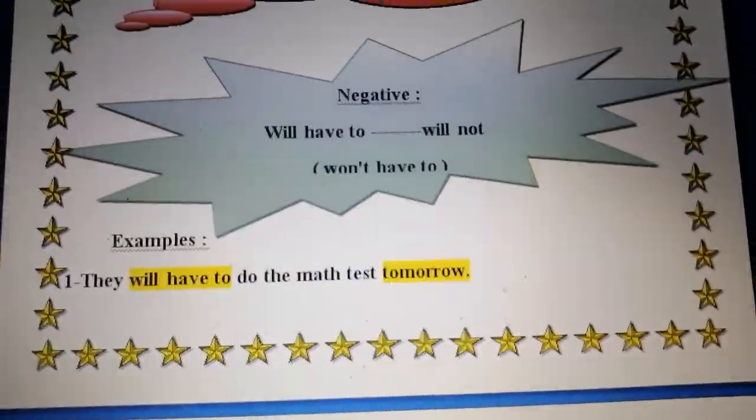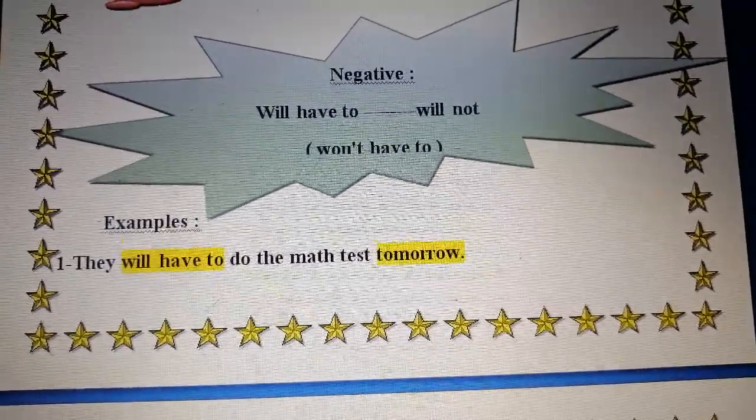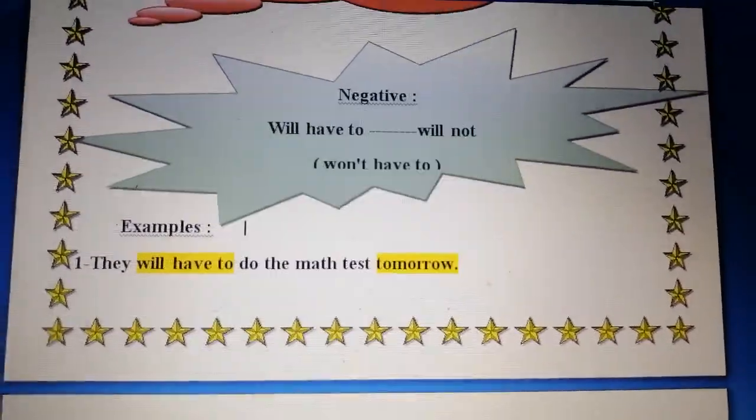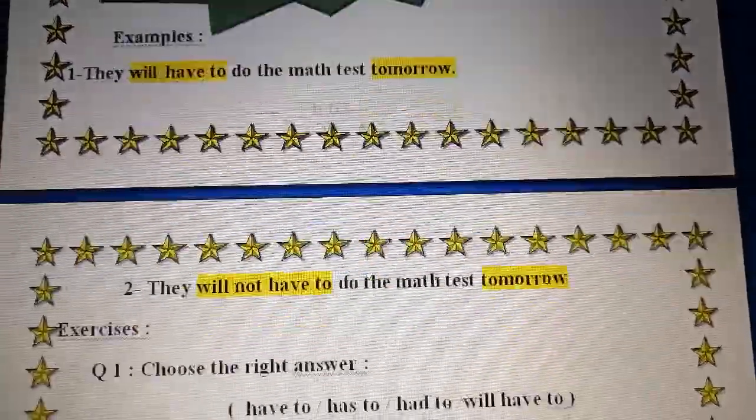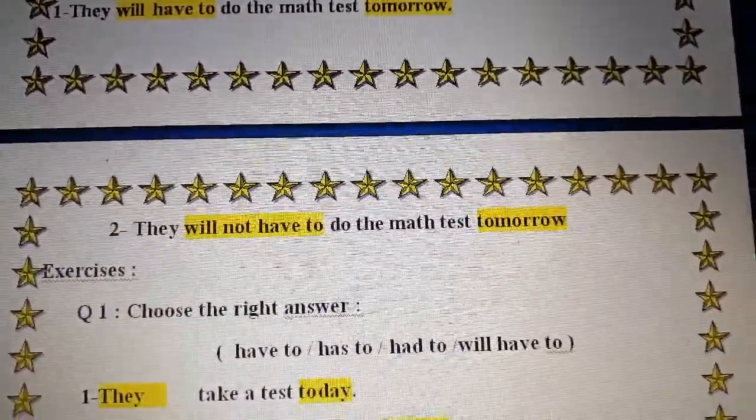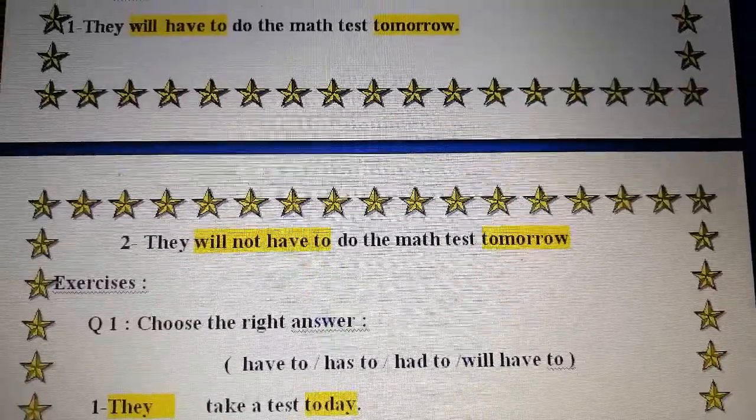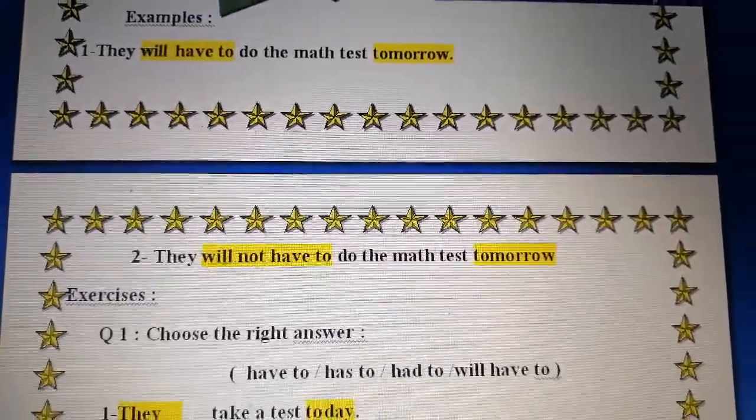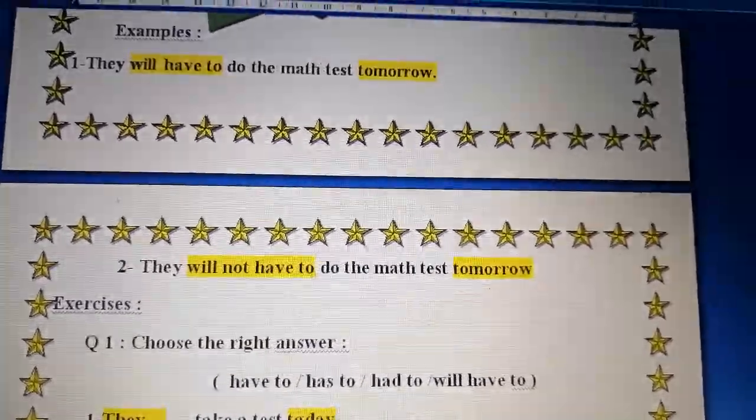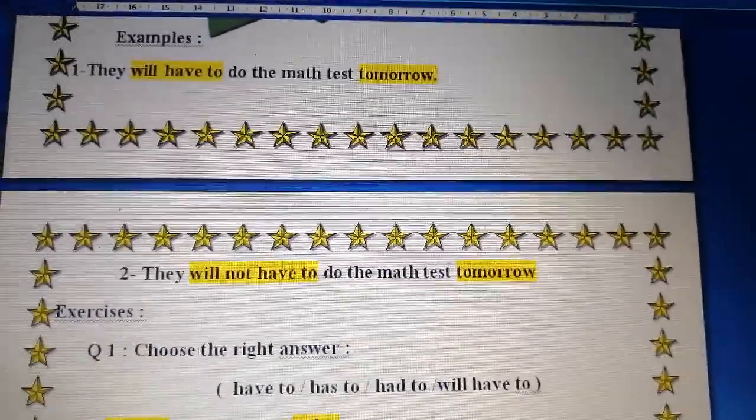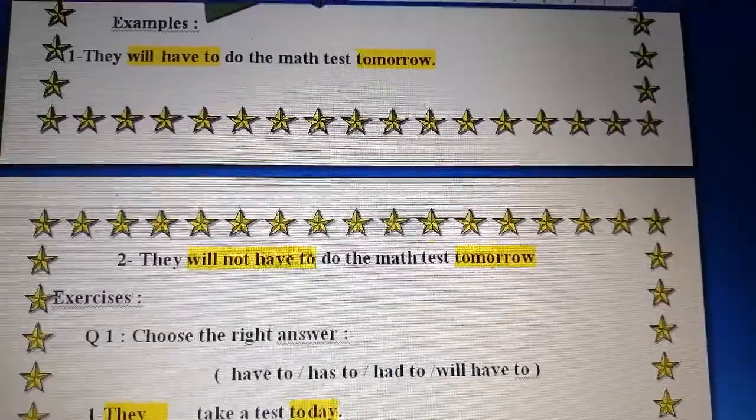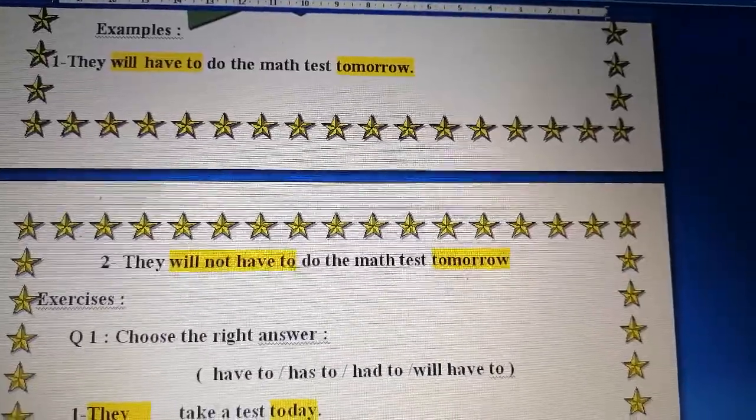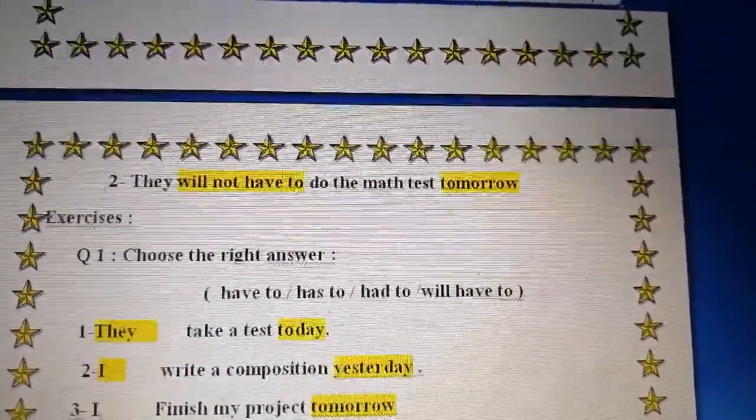Okay, let's come to the negative. How can I make a negative for will have to? Either I say will not in the long form, or in the short form won't have to. Let's see the example: They will not have to do the math test tomorrow. So what is the negative for will have to? Either will not or won't. What is the question? I put will at the beginning of the question: will plus the subject plus have to plus the verb infinitive, then the complement of the question.